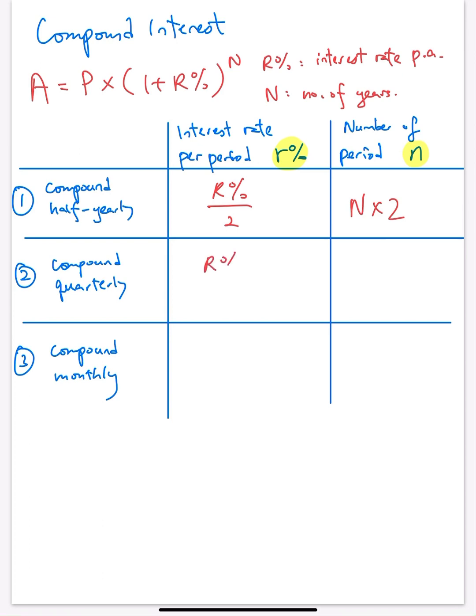Now if we change to the next case, compound quarterly, we need to use the R% divided by 4, because in the whole year we have 4 quarters, isn't it? So the interest rate per quarter is the interest rate per annum divided by 4, and the number of periods is the big N, the number of years, times 4. Okay, similarly for compound monthly, we use our R% divided by 12, which means we are calculating the interest rate per month, and the number of periods during the N years is N times 12.